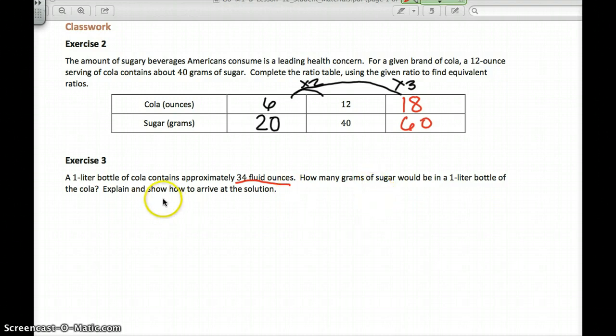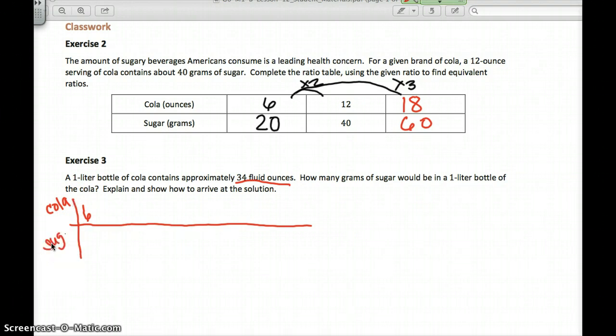Explain and show how to arrive at the solution. Okay, so we used a 12-ounce can of soda as what we saw earlier, but now we want a whole liter of soda. So let's just make a chart and see if this will work. So we have cola, and we have sugar. Sugar in grams, cola in ounces. Okay, so we said 6 to 20.